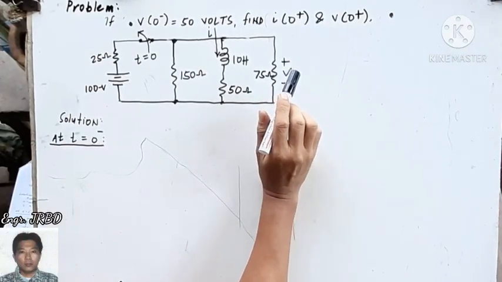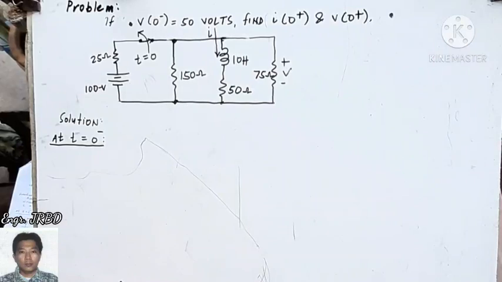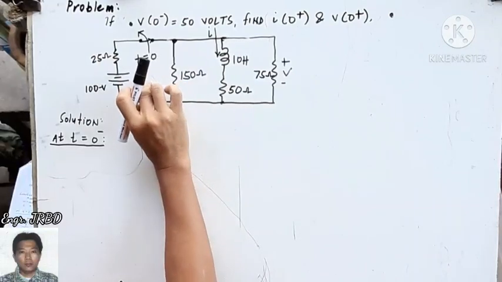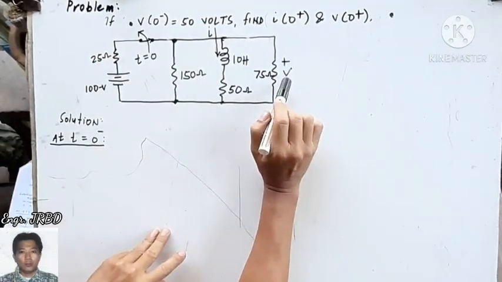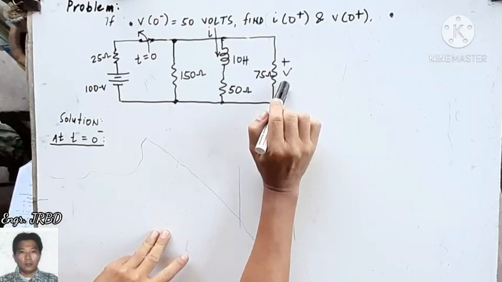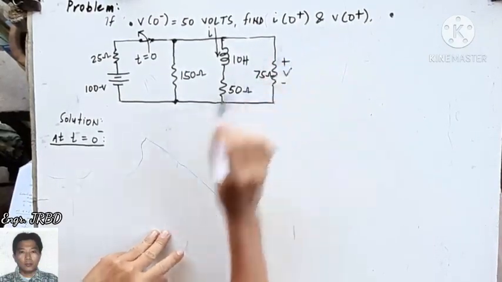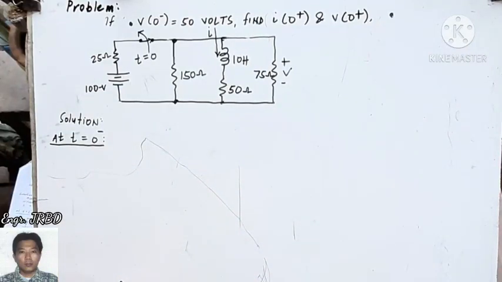Okay, so if we start at time t = 0 negative, meaning before the switch is thrown open, the initial value of V is 50 volts. What is the value of I and V after the switch is open?